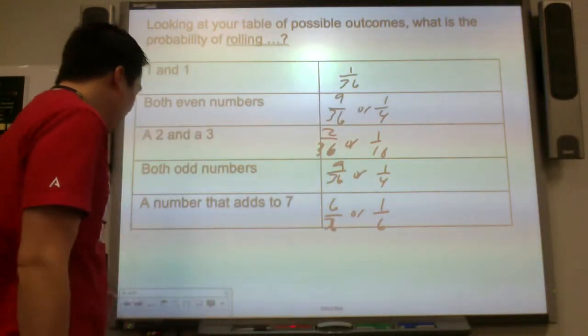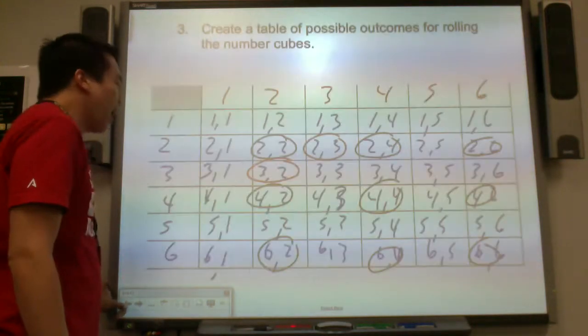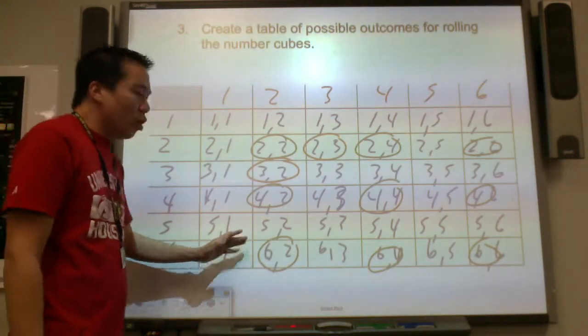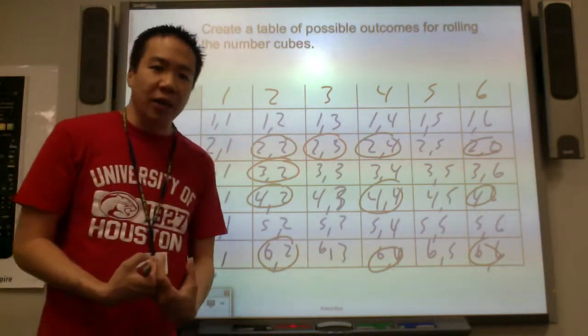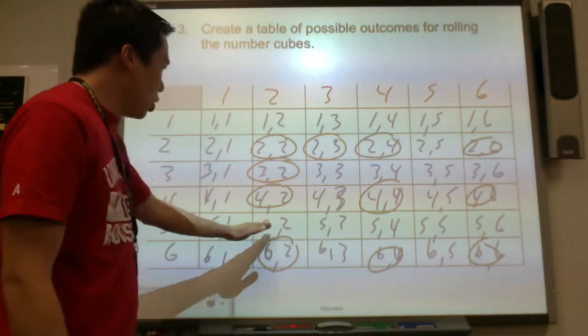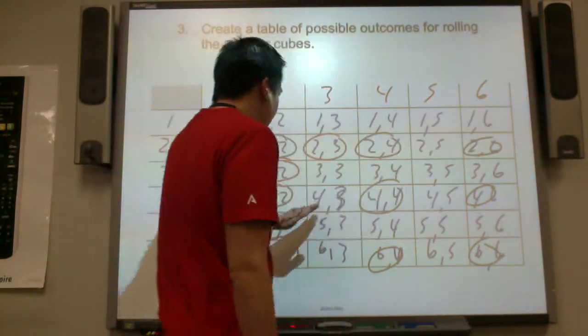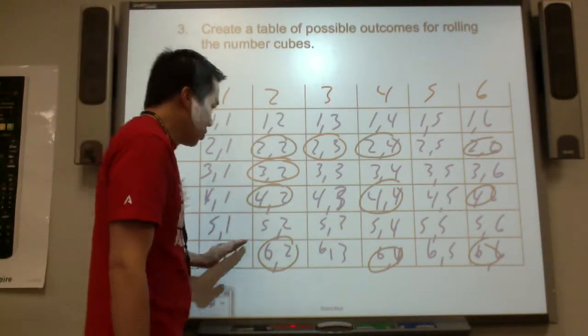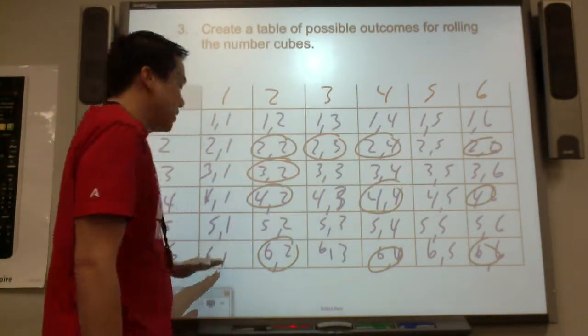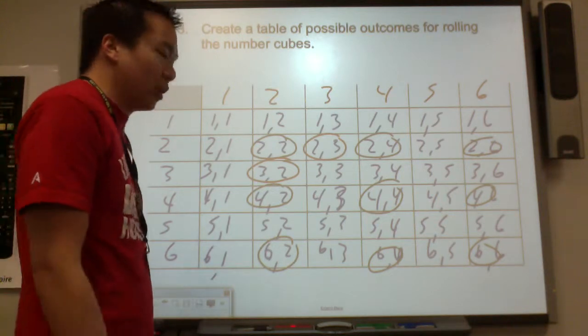So, in the weird horse race that we just did, why does 7 win? As you can tell, when you have 2 number cubes and you roll them and find the sum, 7 will occur the most often, unlike any other number. It's right here. There are 6 ways, 6 outcomes, to get a roll of 7.